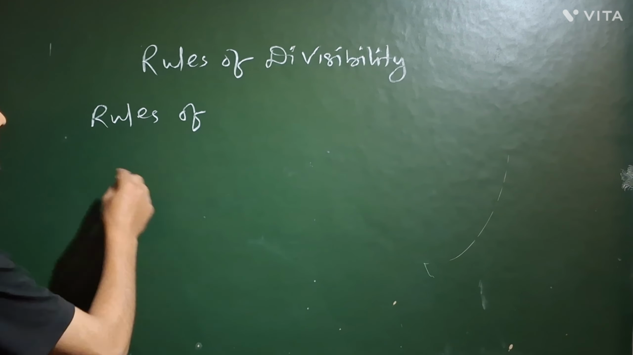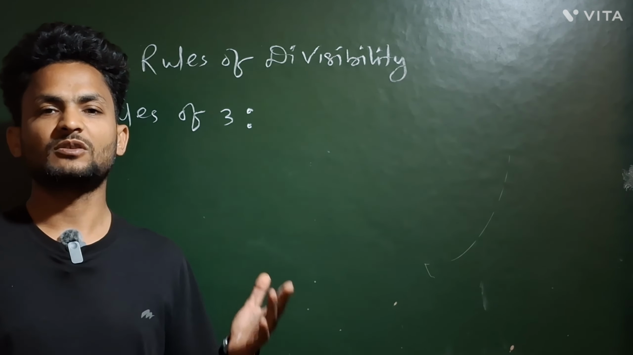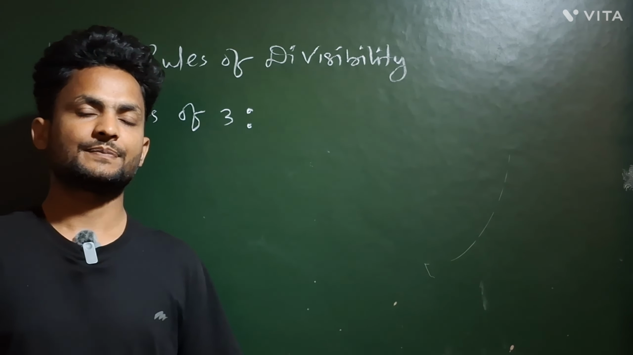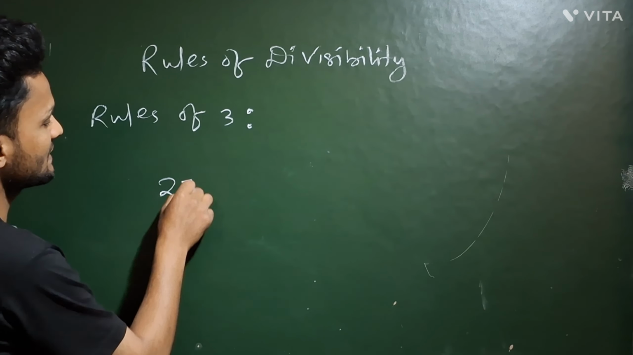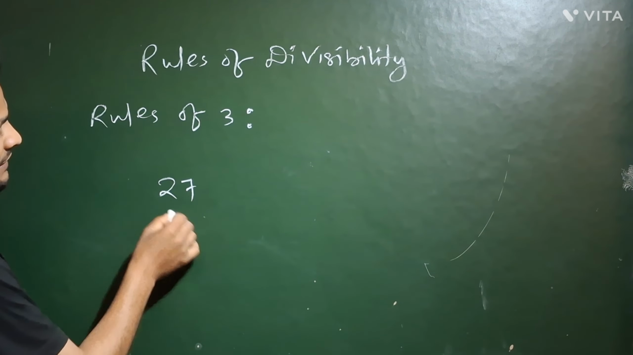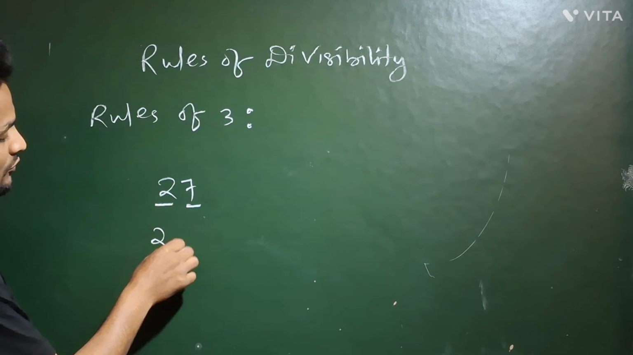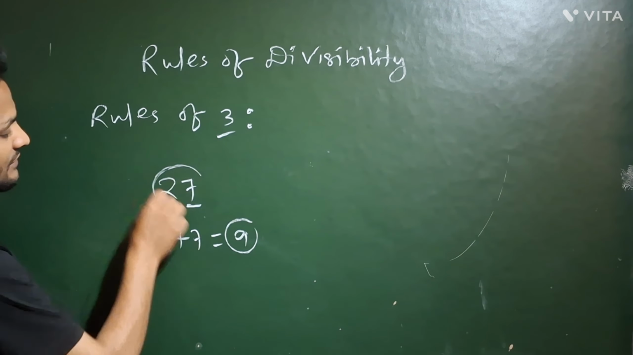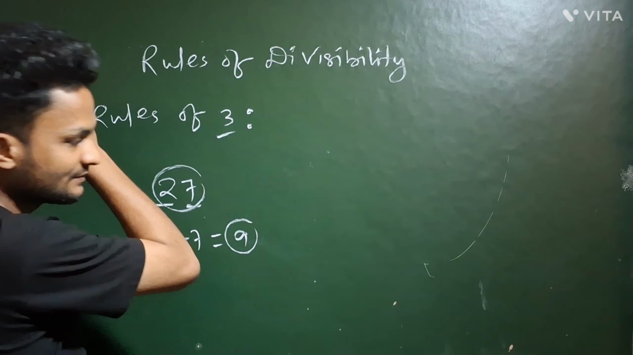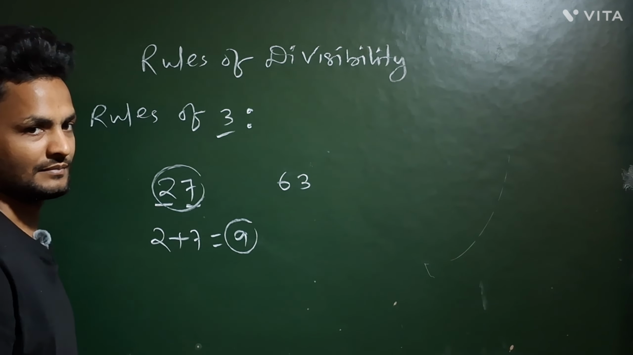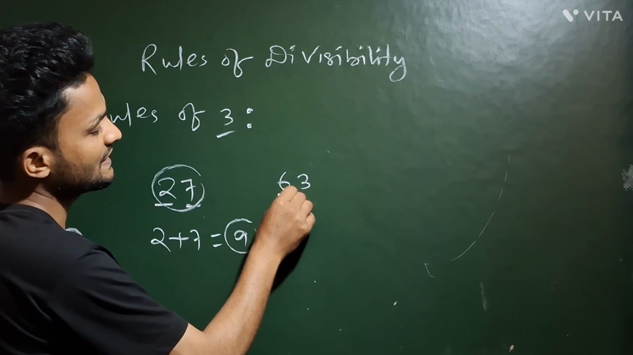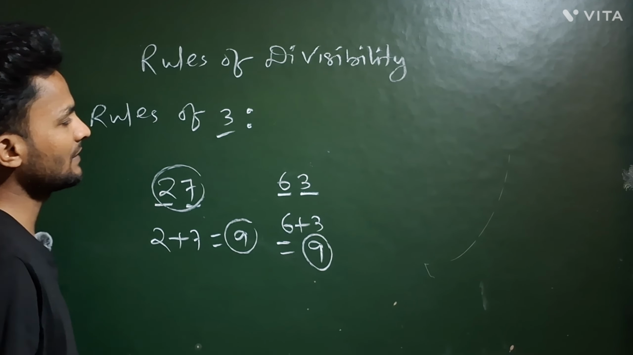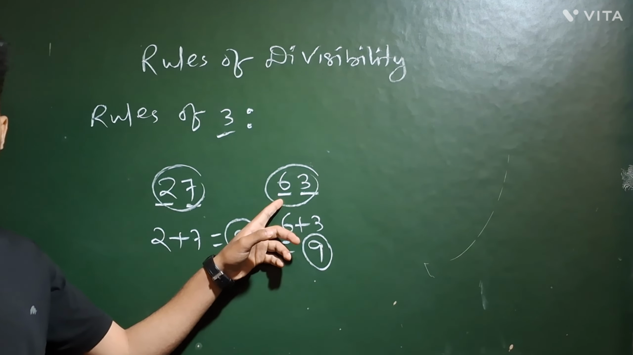Okay. Next, rules of 3. If the summation of all digits of a number is divisible by 3, then the whole number is divisible by 3. For example, 27. In this number, the digits are 2 and 7, and 2 plus 7 is 9, which is divisible by 3. So, 27 is divisible by 3. Again, 63. In this number, the digits are 6 and 3, and 6 plus 3 is equal to 9, which is divisible by 3. So, 63 is divisible by 3.